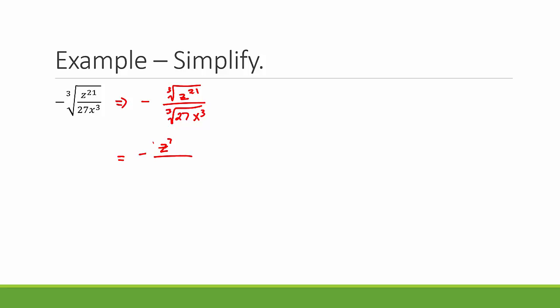The cube root of 27. I'm looking for 3 of a kind in my prime numbers, and I have 3 3's there, so the cube root of 27 is 3. Exponents, divide the exponent by the root, will be 3 divided by 3 is 1, so x to the first. So my answer, negative z to the 7th over 3x.